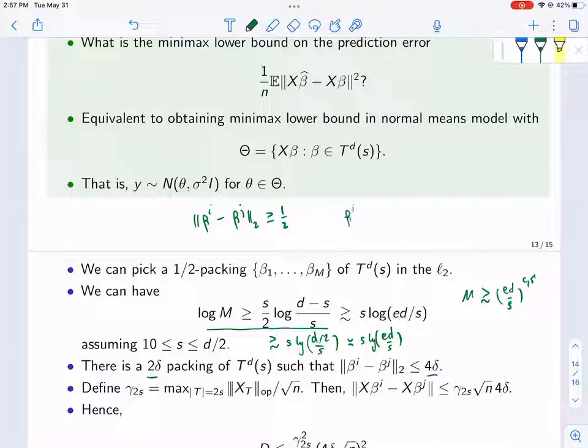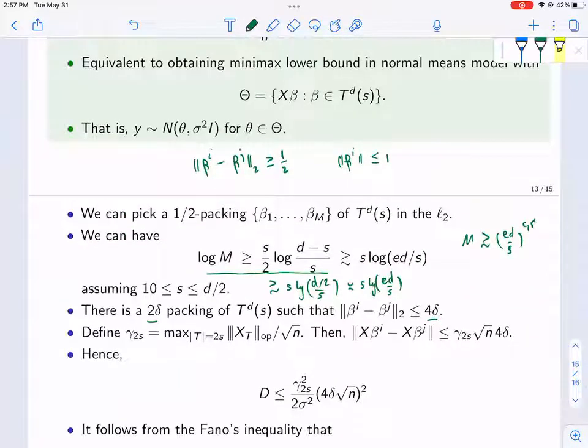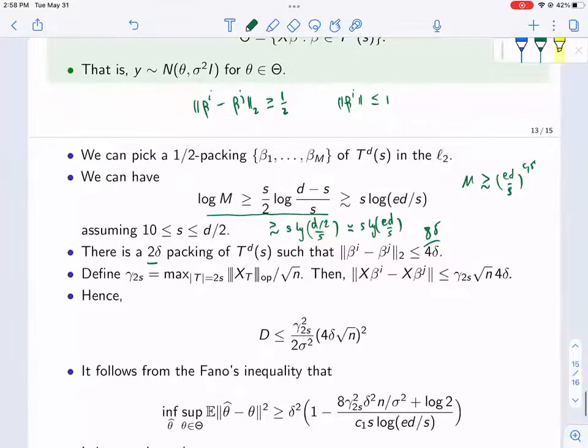The beta i's have norm less than 1. So if I multiply by 2 delta, I'm not sure. Maybe 8. Either 4 or 8. I think your book says 4, but at least 8 would work. If I multiply both sides by 4 delta, they're going to be, that's okay. So that's the thing.